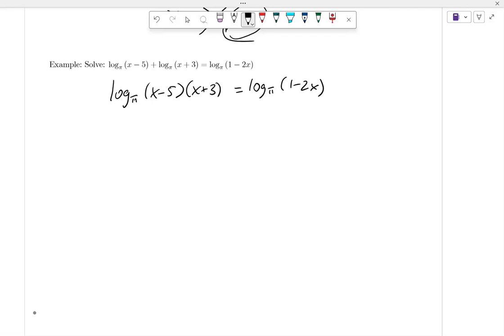Now notice I've got logs now on both sides, right? So what's the next step? Yeah, just drop the logs off, right? Remember again, this is using the one-to-one property of logarithm functions, right? This is an output for a log function. This is an output for the same log function, and we're saying they're equal. If the outputs are equal, the inputs have to be equal. That's a one-to-one property, right? So our next step is just to drop off the logs.